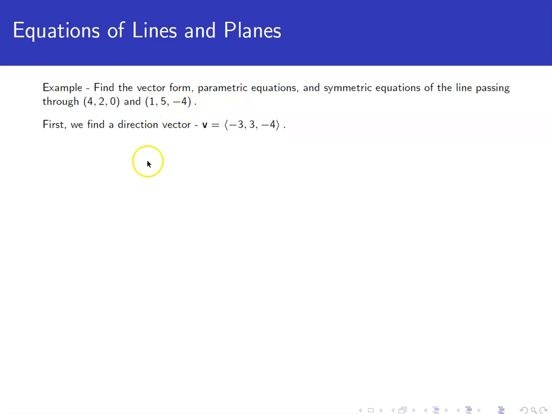If I use the second point as my terminal point, then the vector form is we choose one of the points. I chose 4, 2, 0 to start with, and then we do a scalar multiple of the direction.